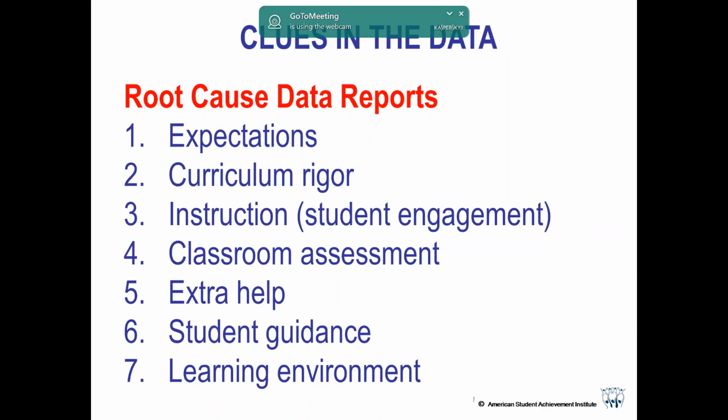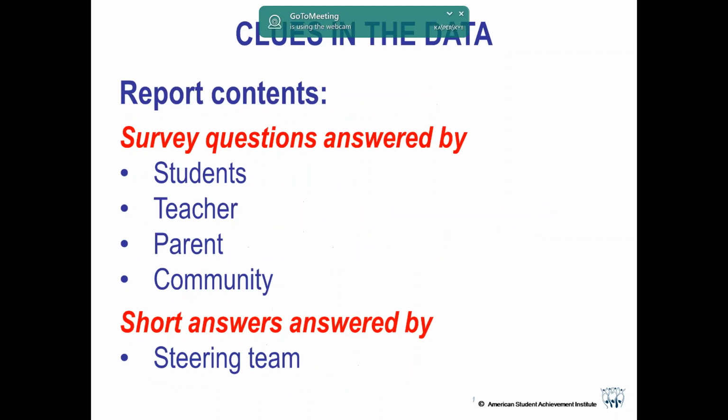We've talked about how you're going to have these 7 reports. So there's one report for each of the elements of high achieving schools. And on each of those 7 reports, you're going to see responses to survey questions. So there may be one report that is about expectations, but the survey questions from the student survey, the teacher survey, parent, and community, all of those survey questions about expectations have been pulled off of those different surveys and put into this one report.